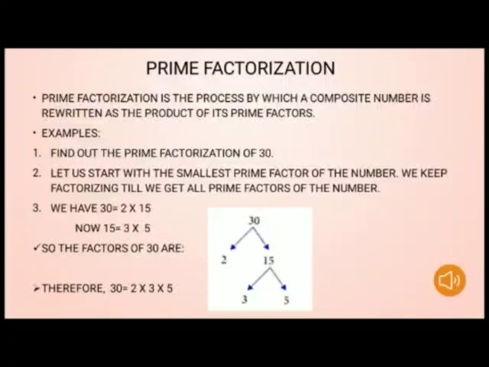Now let's see an example. Find out the prime factorization of 30. We start with the smallest prime factor of the number. We keep factorizing till we get all the prime factors of a number. We have 30 equals 2 multiply 15. Now 15 equals 3 multiply 5. So the factors of 30 are 2 multiply 15, and then 15 again 3 multiply 5. Therefore 30 equals 2 multiply 3 multiply 5. It means 2, 3 and 5 are prime factors of 30.